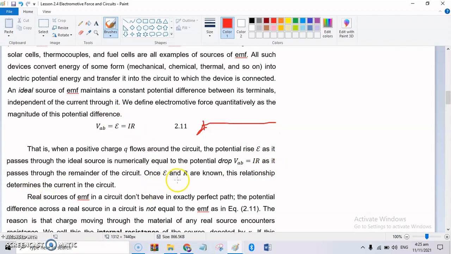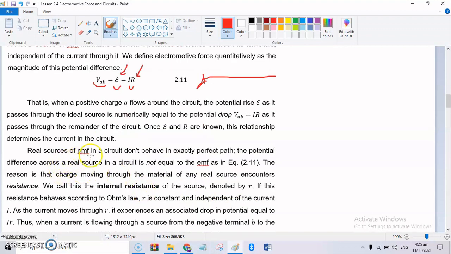Once the EMF and the resistor R are known, this relationship determines the current in the circuit. So a voltage source is always equal to EMF, and that is also equal to IR. Kapag given ka ng resistance and given ka ng I, malalaman mo kung ilan ang current na nagpo-flow sa isang circuit. Real sources of EMF in a circuit don't behave in exactly this perfect way.